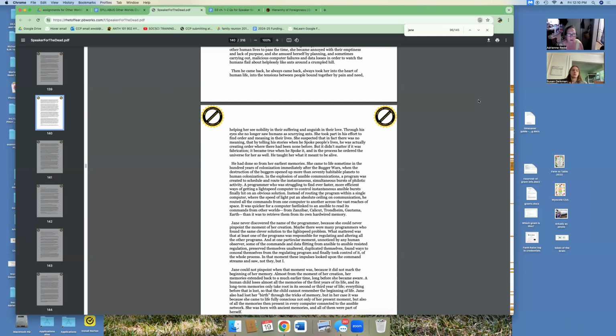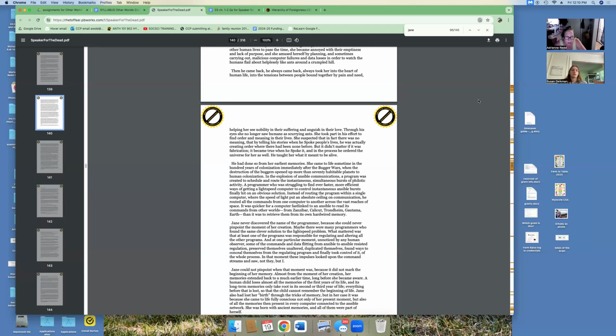Instead of routing the program within a single computer, where the speed of light put an absolute ceiling on communication, he routed all the commands from one computer to another across the vast reaches of space. It was quicker for a computer linked to an Ansible to read its commands from around the world, from Zanzibar, Calicut, Trondheim, Gautama, Earth, than it was to retrieve them from its own hardwired memory. Jane never discovered the name of the programmer because she could never pinpoint the moment of her own creation.